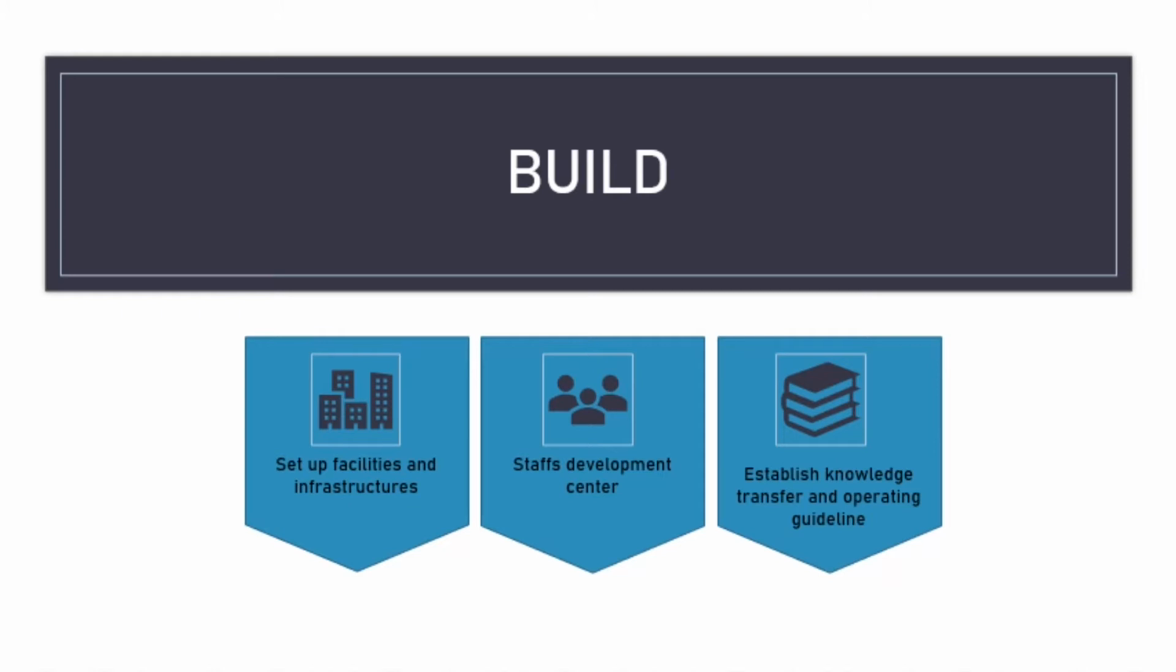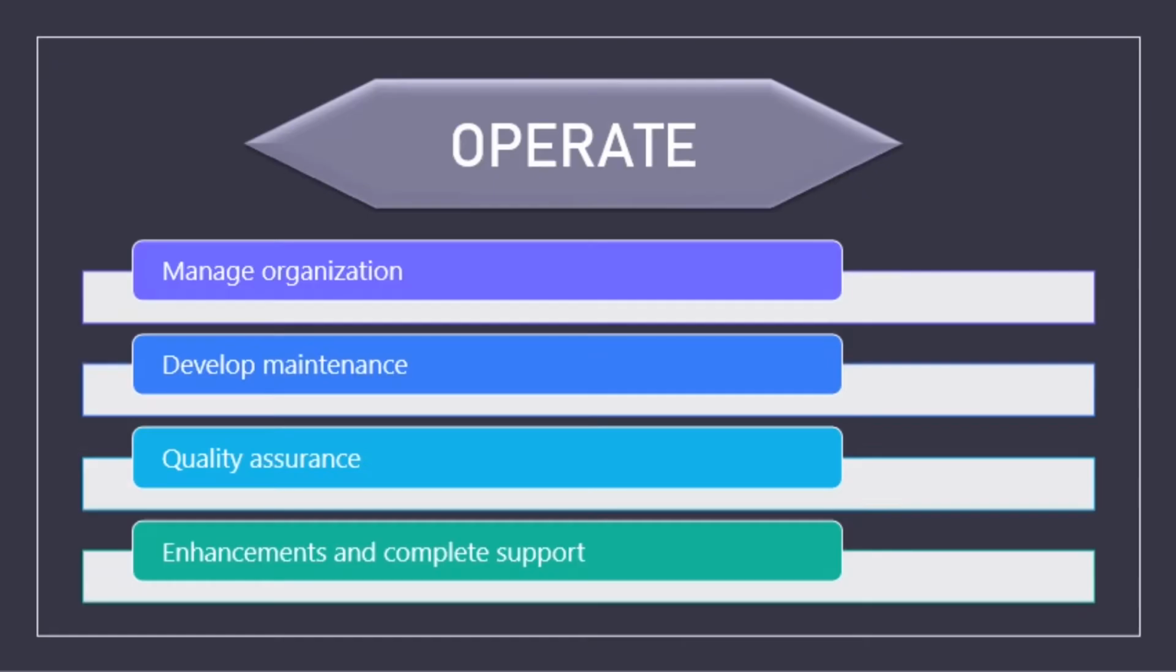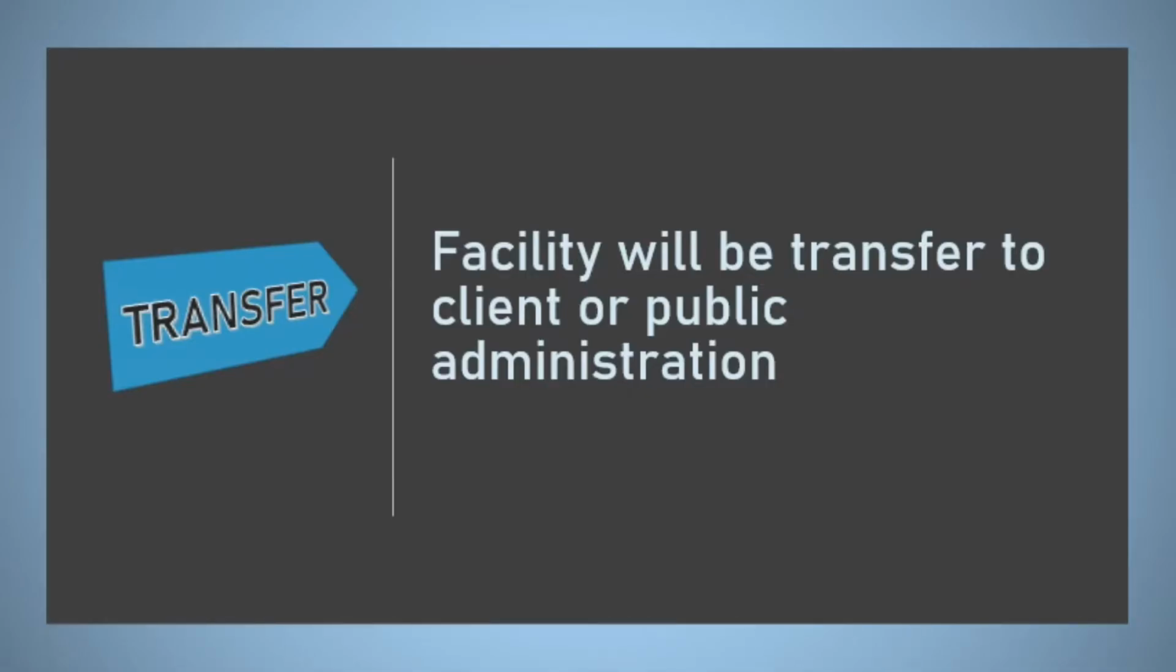B stands for build and it is to set up the facility and infrastructure, staff development center, and establish knowledge transfer and operating guideline. Operate in BOT is to manage the organization for the customer, which includes program management, development maintenance, quality assurance, and enhancements and complete support. T is for transfer. At the end of the agreement, the facility will be transferred to the client or to the public administration.